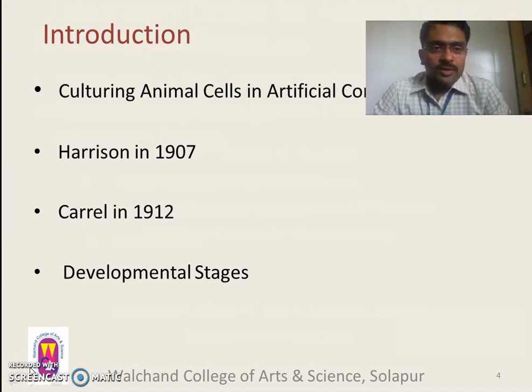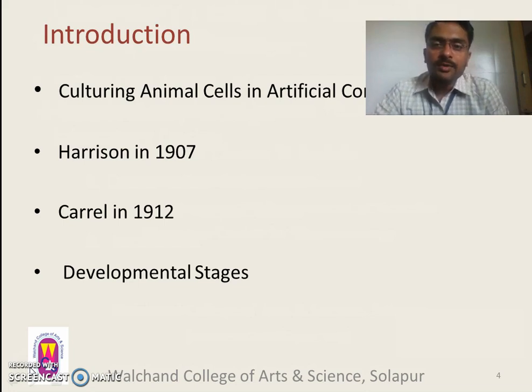The culturing of animal cells in artificial condition or in vitro condition is known as animal tissue culture. Harrison in 1907 first started to grow the nerve fiber cells of the frog embryo in artificial condition. Later on, Carrel in 1912 was able to grow connective tissue from the frog embryo and chick embryo for 2 to 3 months.